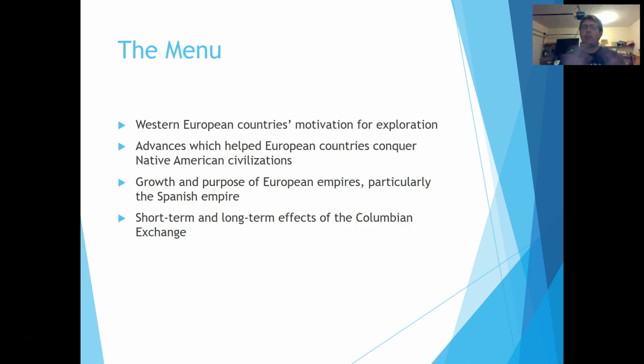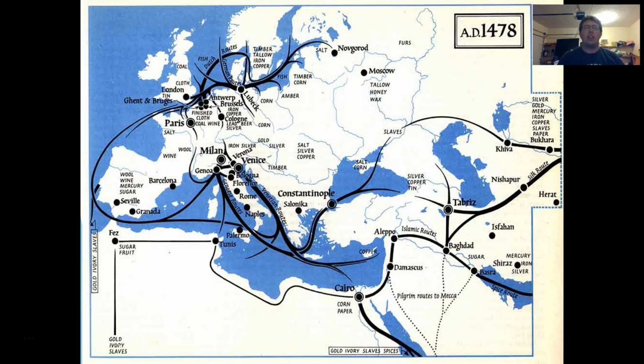I know all of you have in the past done Columbus and Cortez and all those explorers. It's not necessarily important for us to know what each explorer did. What we want to focus on is the bigger picture, why exploration happened and what effects resulted from there. We've got a map here in the middle, late medieval period, early Renaissance, 1478, trade routes from the east to the west.